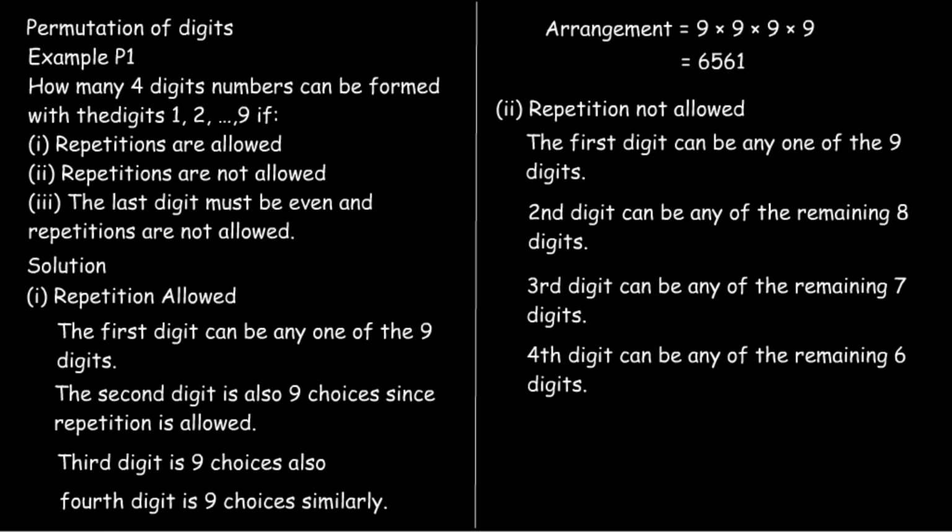So your arrangement in this case will be 9 for the first digit times 8 for the second digit times 7 for the third digit times 6 for the last digit, which will be equals to 3,024.